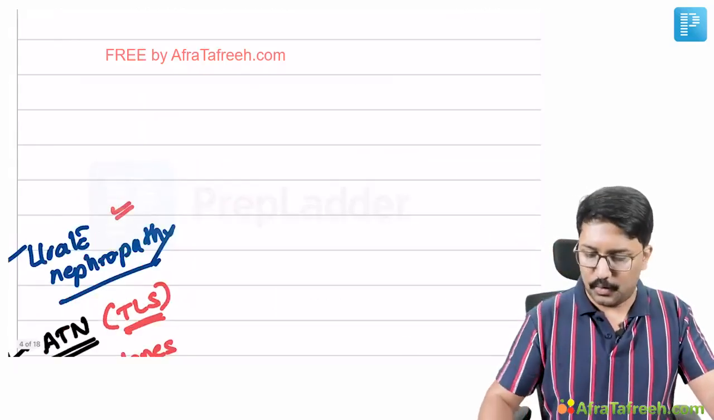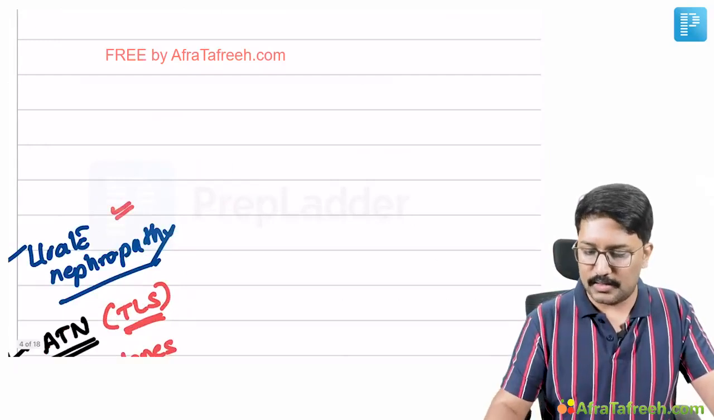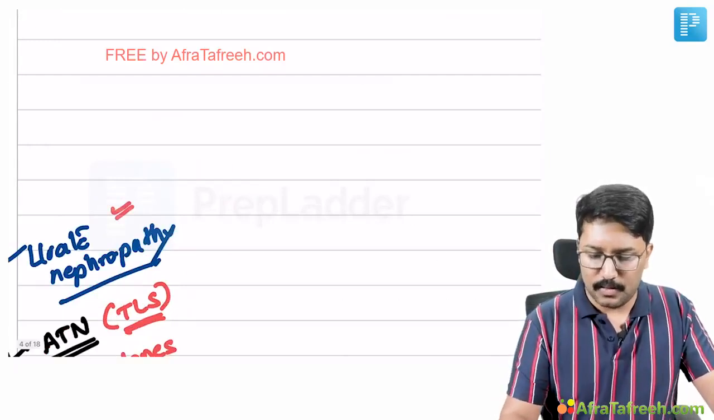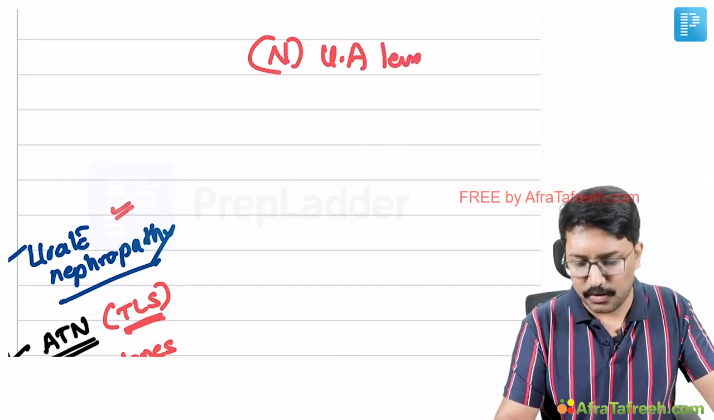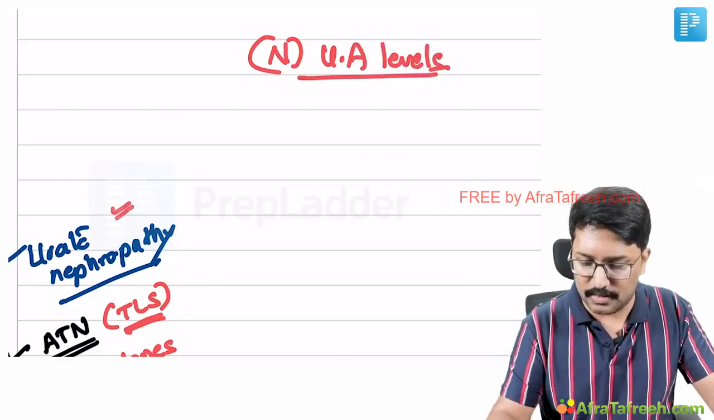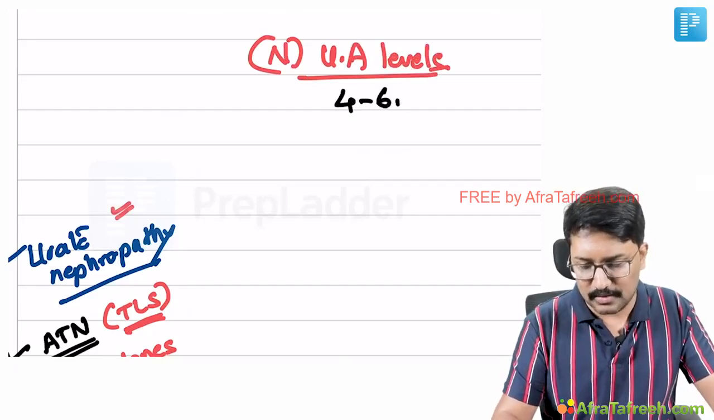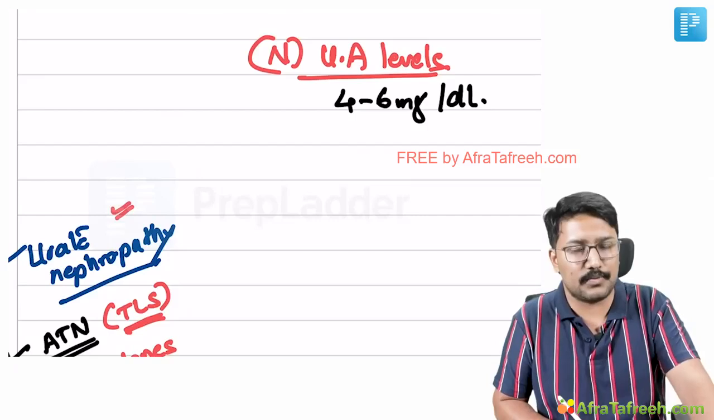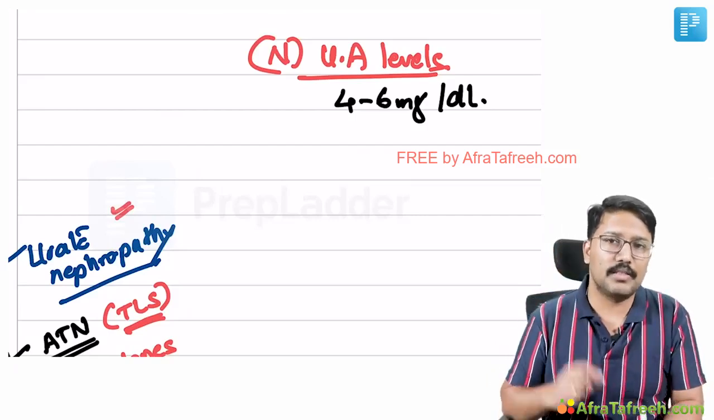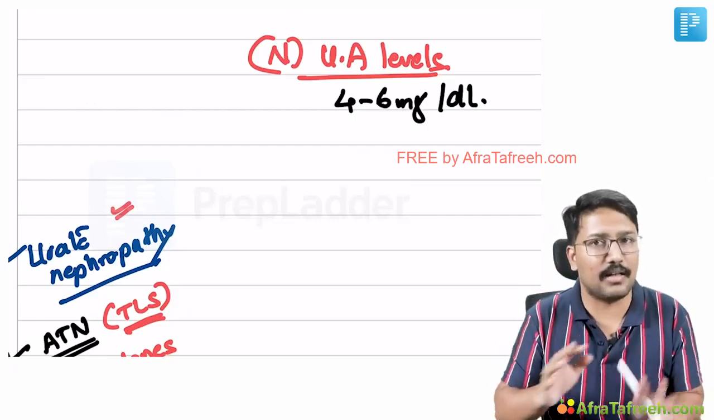Clear? Okay. Now let us address what we call hyperuricemia, right? So what are the normal uric acid levels? The normal uric acid levels are usually in the range of 4 to 6 milligrams per deciliter. This is the normal uric acid level. Now these normal uric acid levels in humans are slightly higher than in the lower species.